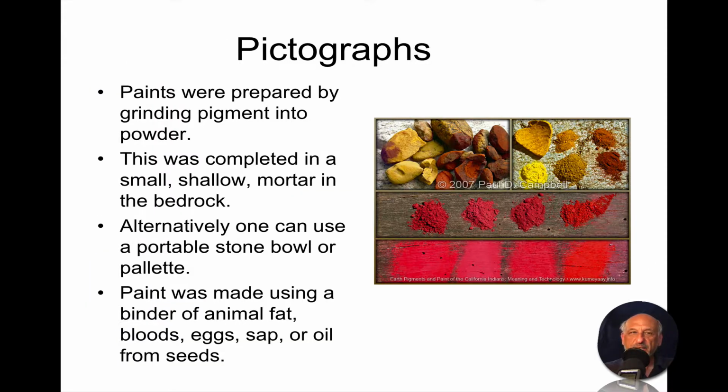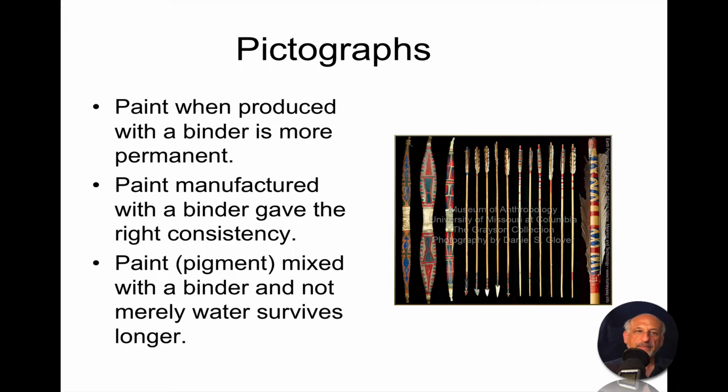The paints for pictographs were prepared by grinding the pigment into powder. This was accomplished in a small, shallow mortar in the bedrock, or with a portable palette or a little stone bowl. Paint was made using a binder, such as animal fat, blood, eggs, sap, or oil from seeds that were then mixed together to make paint. The paint has to be manufactured with the right consistency, mixed with the binder, because it would not survive otherwise with just a watery solution.